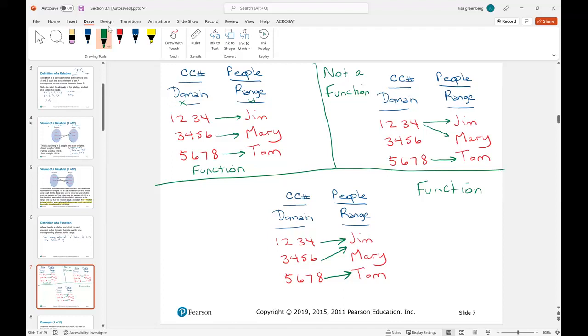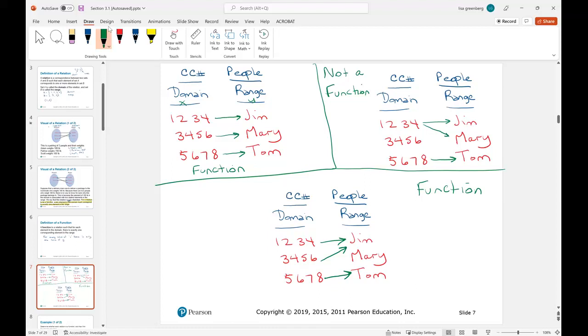For every value in X, there's only one value in Y. Or for every value in the domain, there's only one value in the range. Even though Jim has 2 credit cards, that's okay. That doesn't make it not a function. He just has 2 credit cards. But I know where each thing goes.